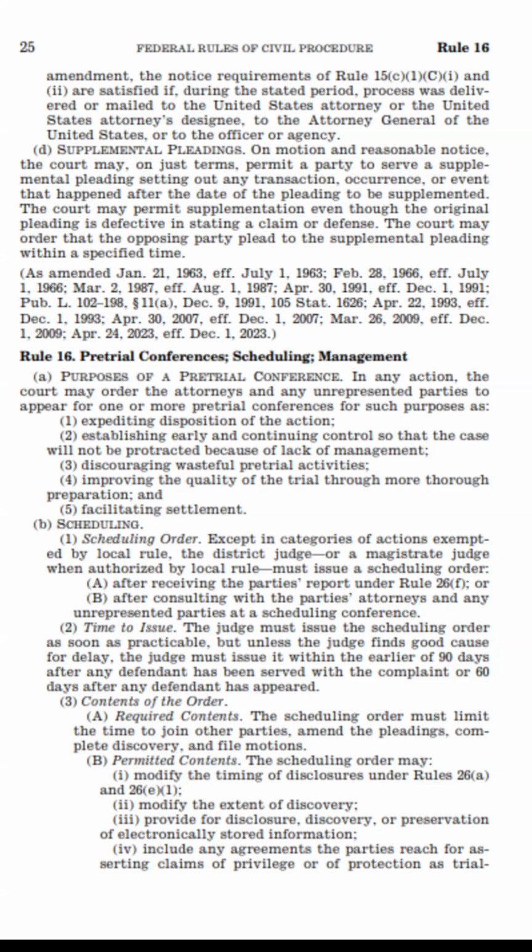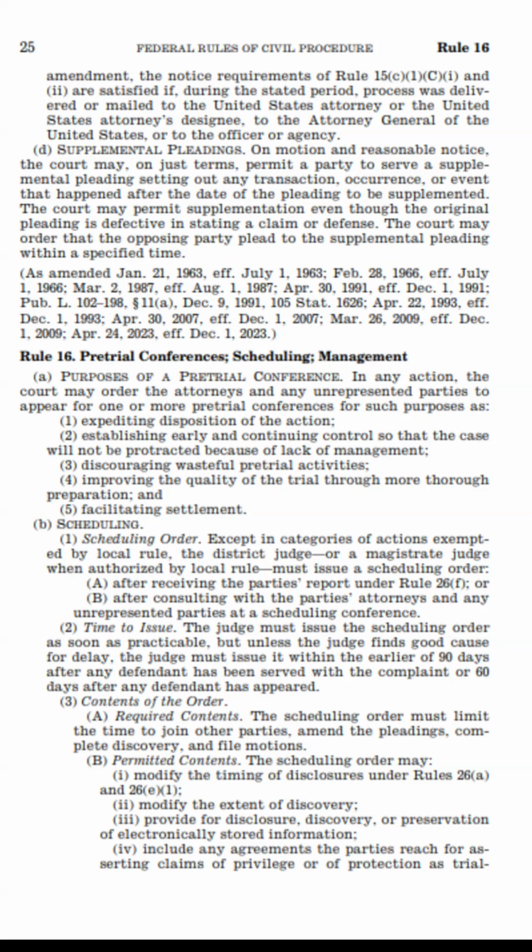D. Supplemental pleadings. On motion and reasonable notice, the court may, on just terms, permit a party to serve a supplemental pleading setting out any transaction, occurrence, or event that happened after the date of the pleading to be supplemented. The court may permit supplementation even though the original pleading is defective in stating a claim or defense. The court may order that the opposing party plead to the supplemental pleading within a specified time.